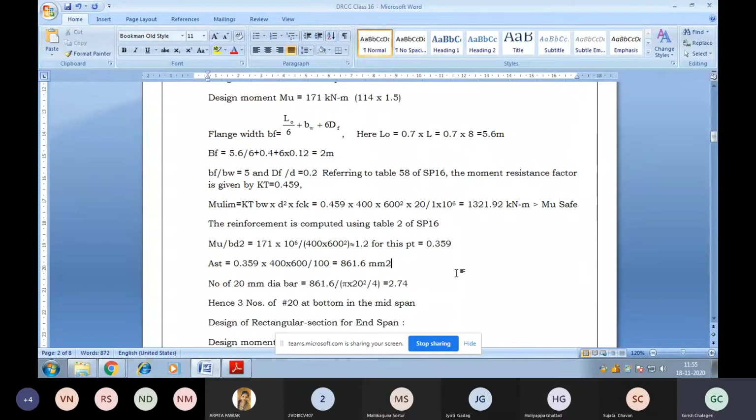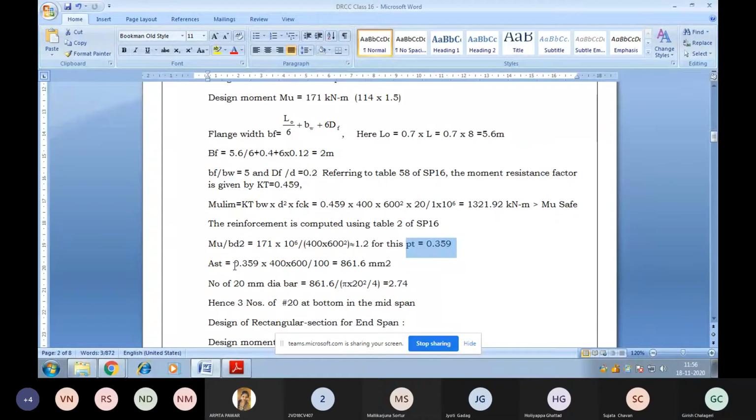So the reinforcement PT value should be found by using the formula Mu by BD square. It is a single reinforcement. So Mu by BD square, Mu we are going to take as 171, B is 400, D is 580. If you do it, we get the ratio as 1.2. And for this 1.2, from table number 2 of SP16, we get the PT value as 0.359. So substituting, PT is equal to 100 AST by BD, so AST is equal to 0.359 into BD divided by 100.